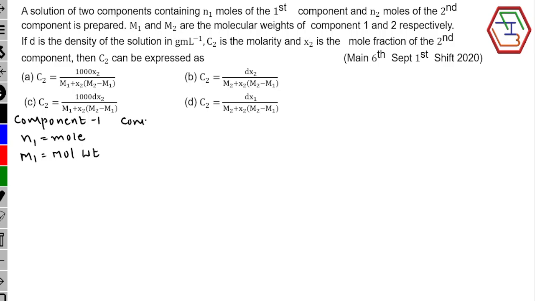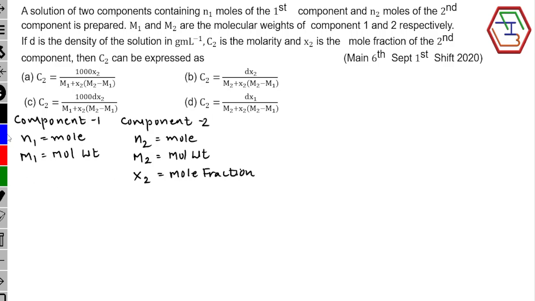And for component 2, what is given? N2 moles. Molecular mass is M2. And one more information they have given, that is mole fraction of component 2. Mole fraction, that is X2. So to solve this, we will apply three following steps.